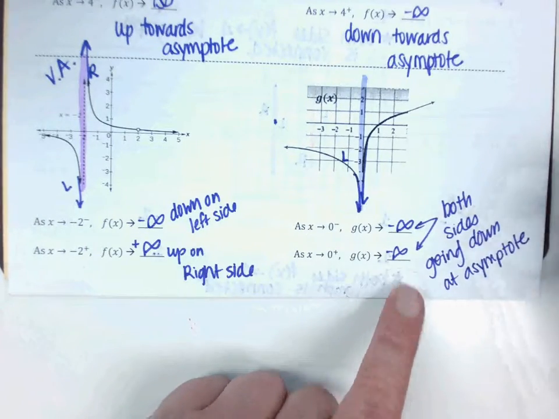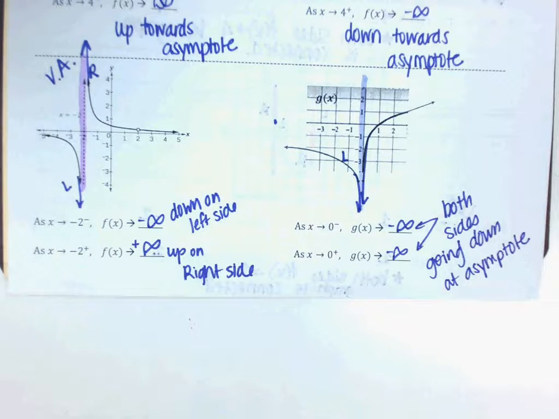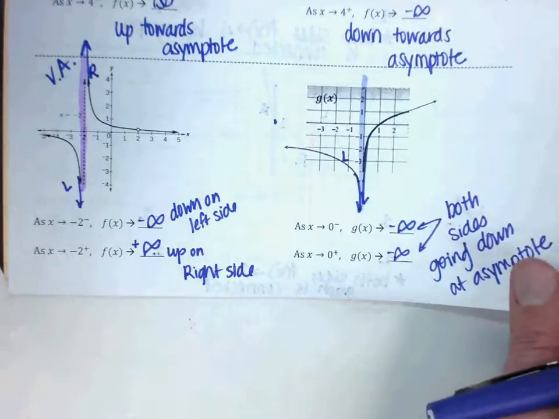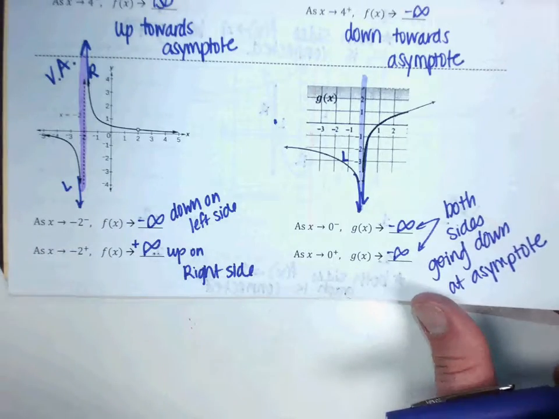At the asymptote. So it is okay for them to be the same type of infinity, or they can be opposite, doesn't matter. Make sense? Okay, turn the page. We have one more type of asymptote to look at. So we did vertical asymptotes. What is the other type of asymptote? Horizontals. Very good. So turn the page. Look at the next one.